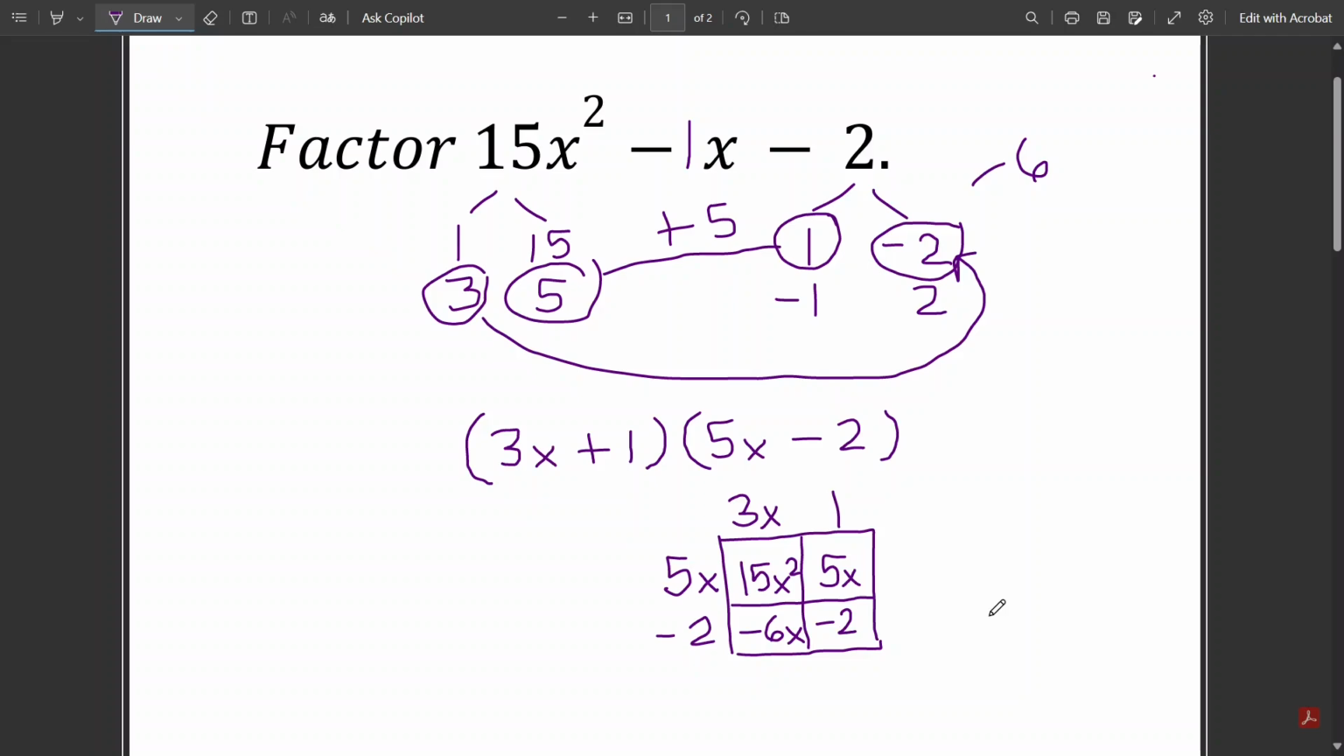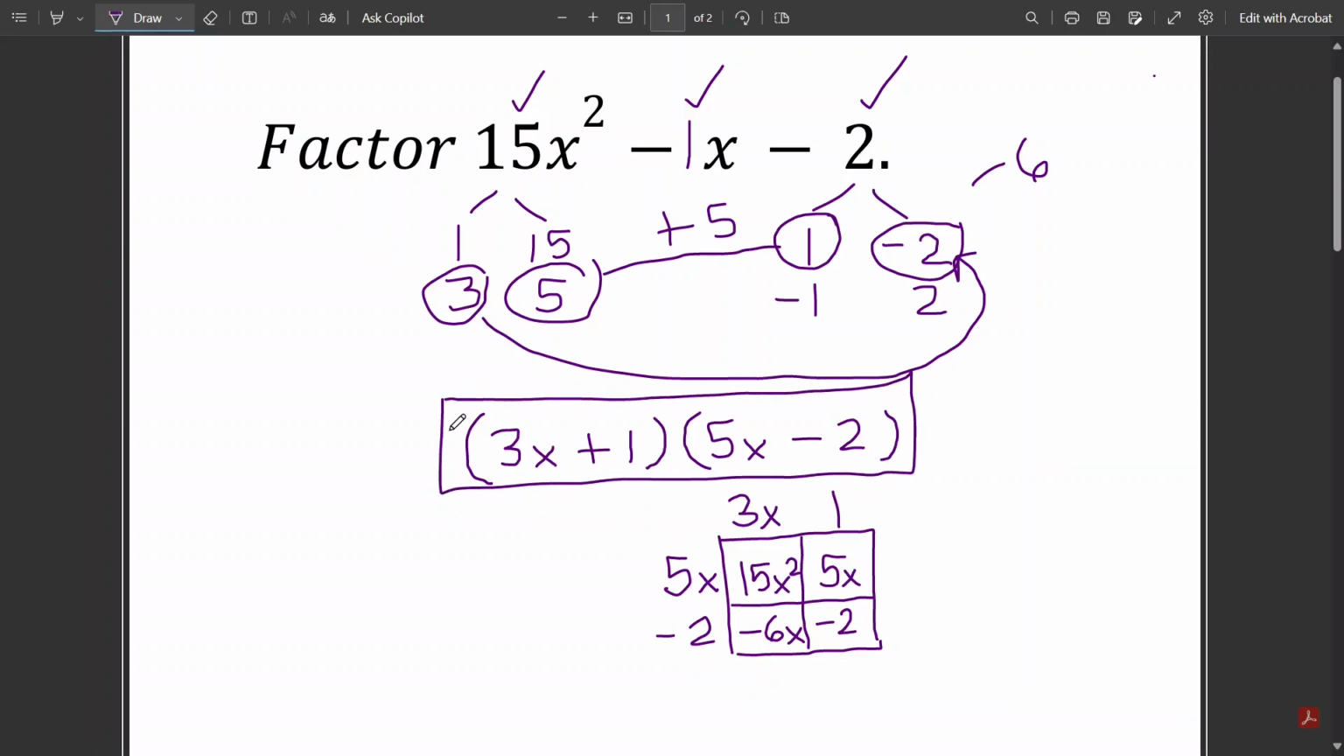Okay, so now I've got my 15x squared. So that checks out. I've got 5x plus negative 6x. That adds to negative 1x. So that checks out. And then I've also got my negative 2. So I know that this is the correct way to factor. Okay, so now I'm going to go ahead and erase this stuff, and I'll show you the magic x method.